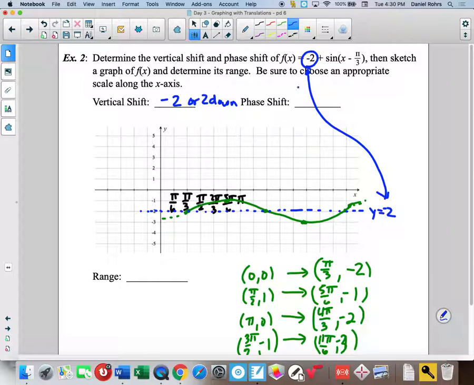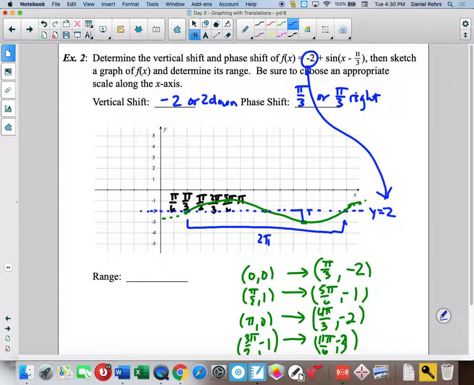And our phase shift is pi over 3, or you could say it is pi over 3 to the right. If you just say pi over 3, I'm assuming to the right, just so you know. Say negative pi over 3, I'm assuming left. Okay. So our midline is y equals negative 2. Our amplitude is this distance here, which is still 1. And the period goes from here all the way over to here, and that is still 2 pi.